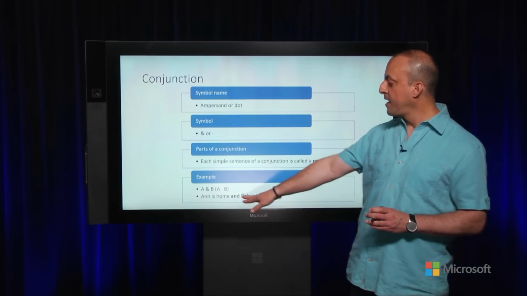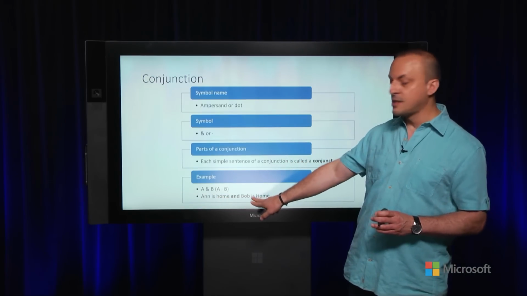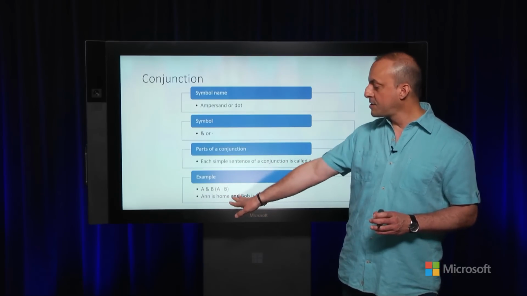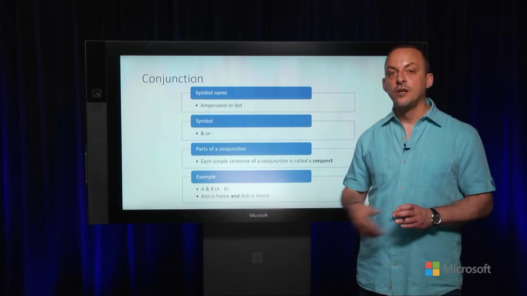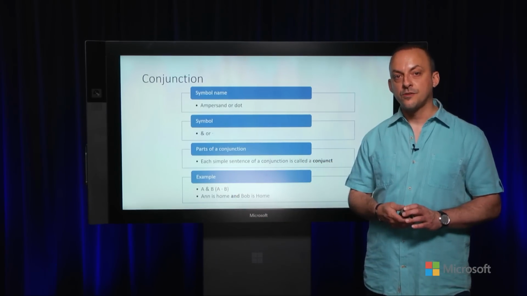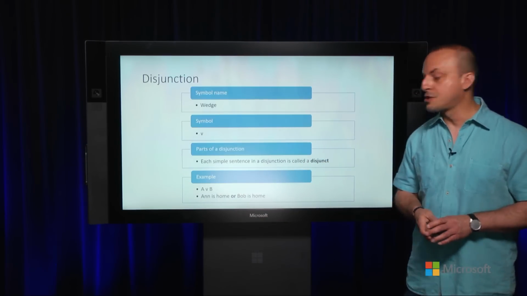Because now we're saying that since one of these statements is false, the whole thing has to be false. So in that condition, the entire conjunction would have the truth value of false because one of the conjuncts is false. We can do the same thing with disjunction.